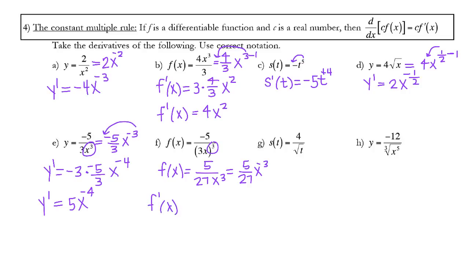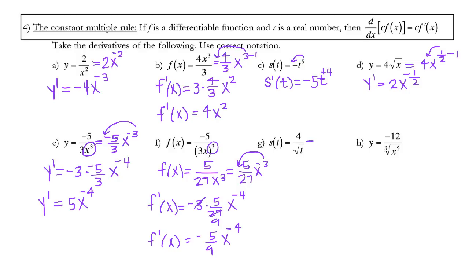Now we're ready to do our derivative, and we would multiply that negative 3 down to the front times 5 over 27 x to the negative 4. And then we can simplify our fraction. So 3 cancels into 27 9 times. So our final derivative here is going to be negative 5 over 9 x to the negative 4. And again, you can leave that x to the negative 4. All right, part G.